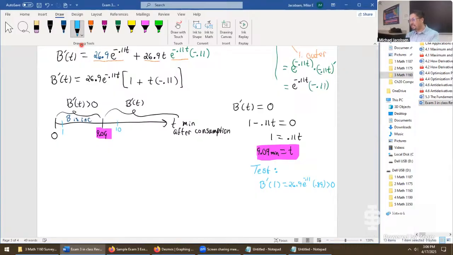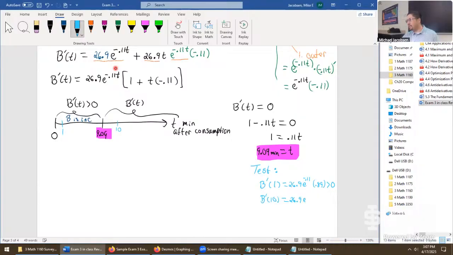I'd say the next easiest value to test would probably be 10, just for easier arithmetic. Do B prime at 10. Our whole goal is just to determine positive or negative. And this part doesn't even matter. It's always positive, but it's confusing if we don't put it down, so we'd wonder why we skipped it.